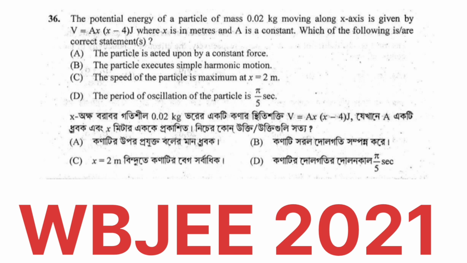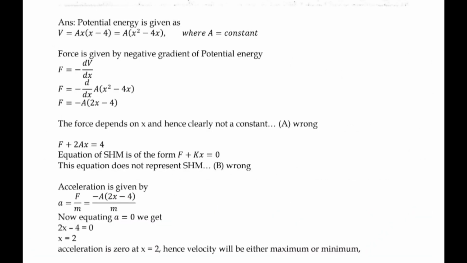In this question, we will be mainly using the relation which tells us that conservative force is equal to negative of the potential energy gradient, or in other words, F is equal to minus dV by dx. So first, let us simplify the expression of V. We will multiply in that x, so it becomes A into x square minus 4x. Then we do the differentiation of V and put a minus sign in front of that to get the expression of force, which comes to be minus capital A times 2x minus 4.